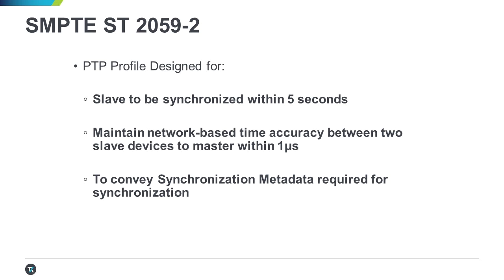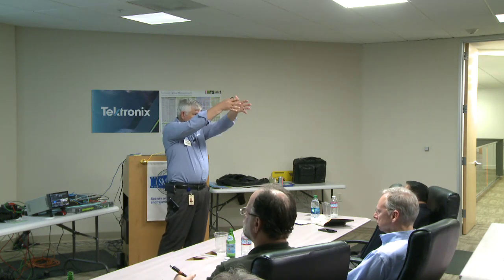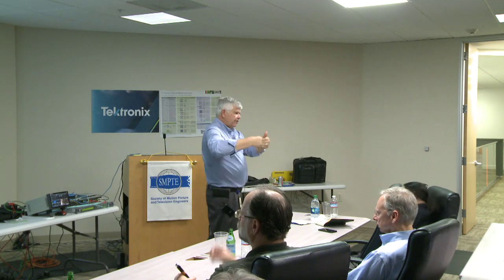We are supposed to be able to maintain within 1 microsecond accuracy between 2 slave devices to a master, and the synchronization is metadata. So we have a PTP domain. What a PTP domain is, this is the piece I started off on, is the ability to separate multiple PTP networks that might be on the same exact pipe. So I want to lock to the video PTP for this. I'm going to lock to the AES67 PTP for that. I may put on a second video network for somebody else, someplace else that isn't associated with this. So we can assign different domains to those.